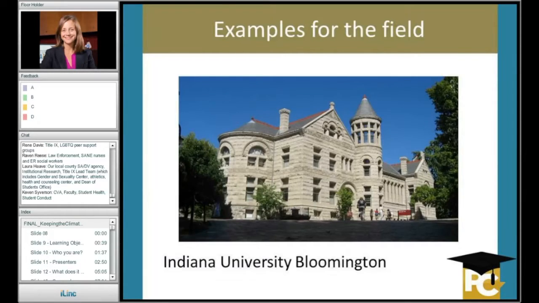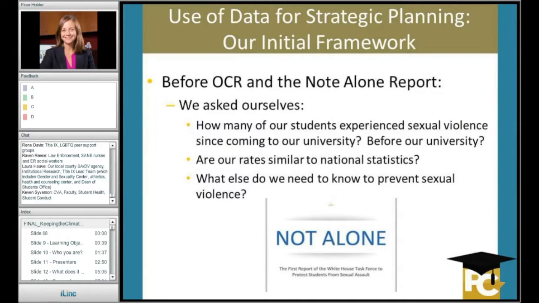So our initiative to dive into data a little bit deeper came before the Not Alone report. This is a note about the Not Alone report, but it's not the Not Alone report itself. And this is really after the OCR Dear Colleague Letter of 2011 came about, and we were increasing our response rate. Those of us who work in prevention and education, and one of my colleagues, Dr. Justin Garcia from the Kinsey Institute in Gender Studies, were asking, well, what are our numbers? Are our numbers similar to the national numbers of 1 in 5?